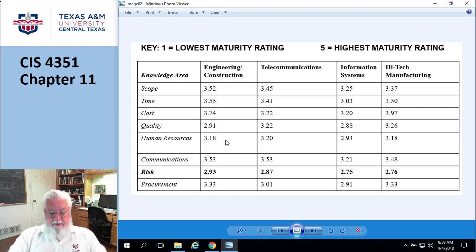Okay. So, maturity ratings do have a very high correlation to project success. I wish they had a summary down at the bottom, but if your company is a 3 or 3.5 on the maturity rating, you're probably going to be a very successful company. If you're a 2 or 2.5, you're probably not going to be a very successful company. Okay, just saying.